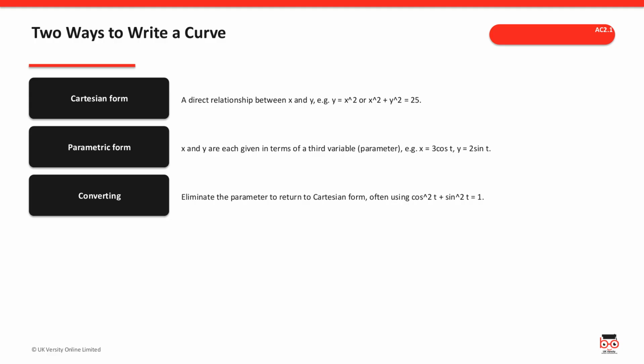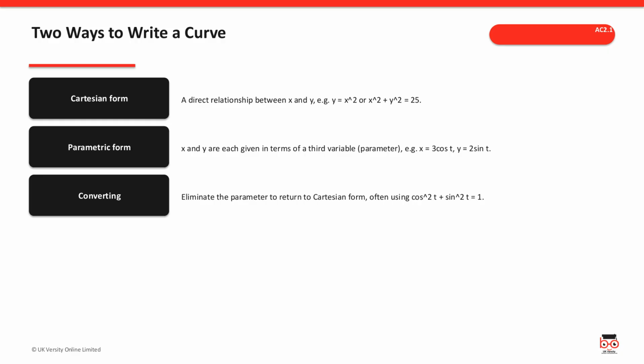There are 2 ways to describe a curve. Cartesian form links x and y directly, like y = x², or x² + y² = 25. Parametric form instead gives x and y each in terms of a third variable, a parameter such as t. For example, x = 3 cos t and y = 2 sin t. To get back to Cartesian form, you eliminate the parameter, often leaning on the identity cos² t + sin² t = 1.